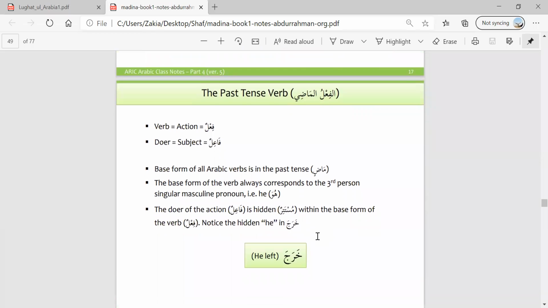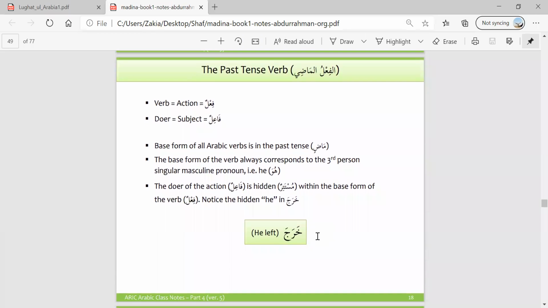The verb, fi'l ma'di, is a past tense. Fi'lun is the verb, the action, and the doer is fa'ilun. So the person who's doing the action is the fa'il, and fi'lun is the action. So in "the man is sleeping," the man is the fa'il, the doer, and sleeping is the action.